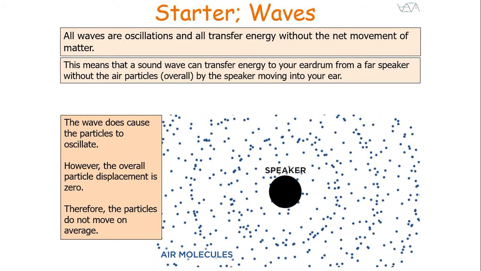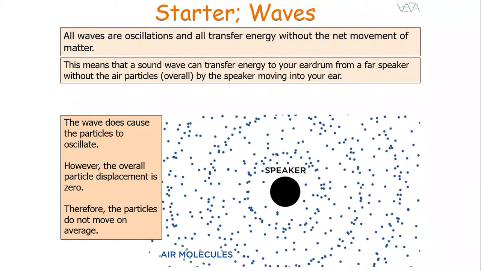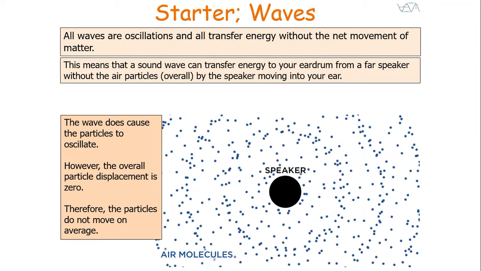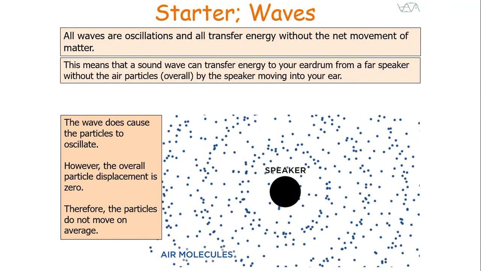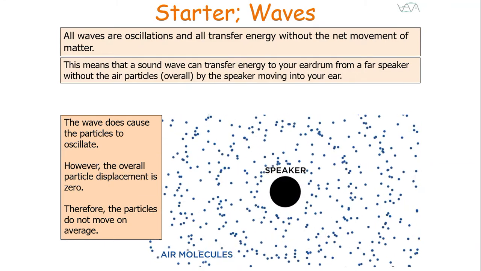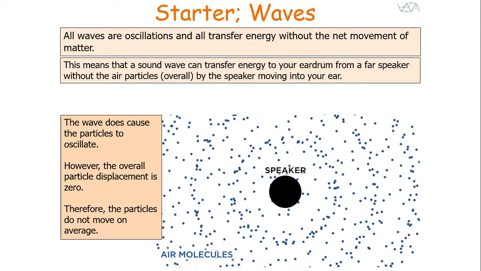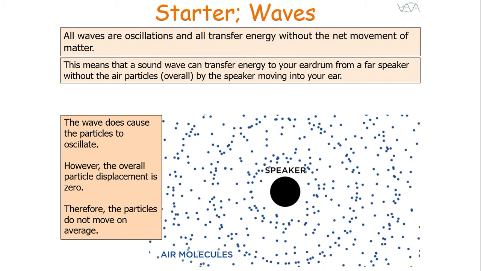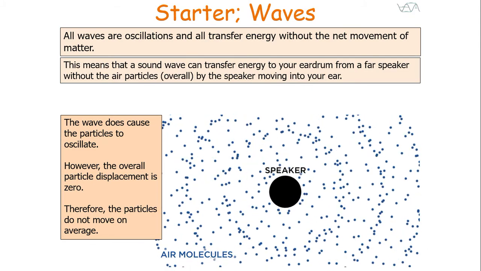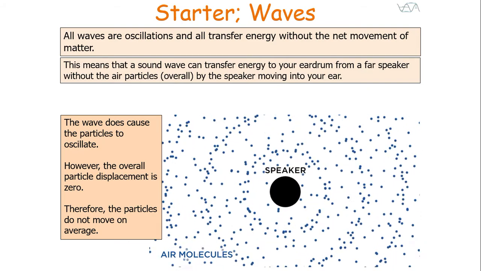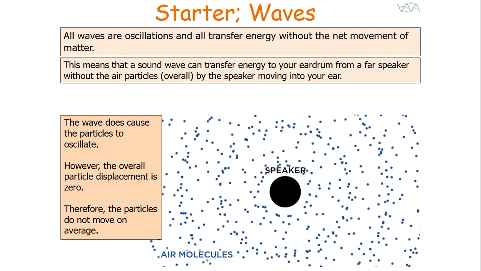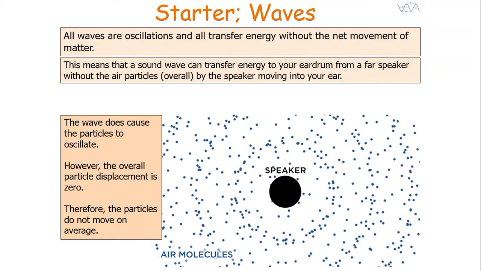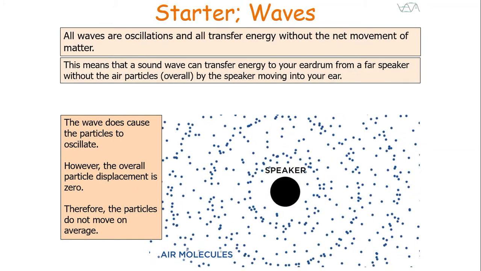Now, all waves are oscillations and transfer energy without the net movement of matter. This means that a sound wave can transfer energy to your eardrum from a far speaker without the air particles moving towards your ear. So they will oscillate backwards and forwards, so they won't have a net change in position. So we say the overall particle displacement is zero. Therefore, the particles do not move on average.